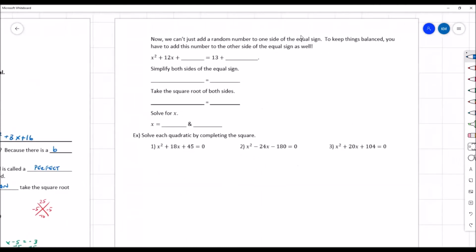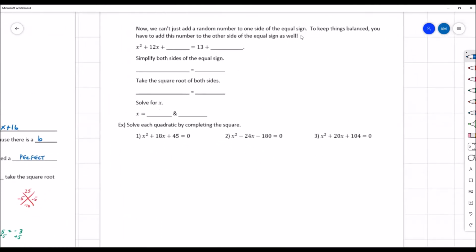Now we can't just add a random number to one side of the equal sign. To keep things balanced, you have to add that number to both sides. So if we're adding 36 to this side, we have to add 36 to both sides. Then we simplify both sides. We can simplify this left side and write it as x plus 6 squared. That's why we did it. On the right side, 13 plus 36 is 49.